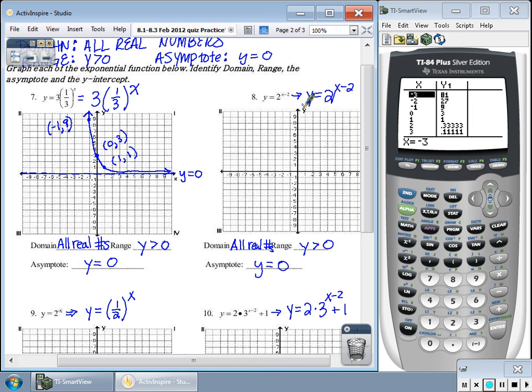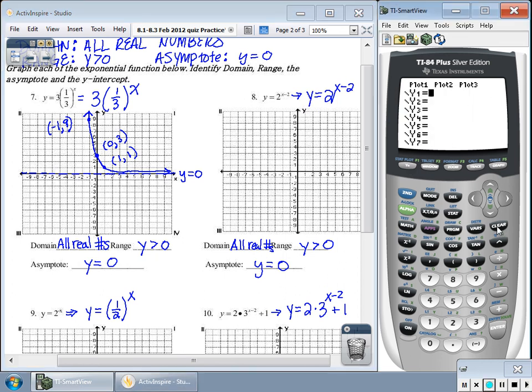All right, let's look at this one now. Y is equal to 2 to the x minus 2. Clear that? The way we're going to type this into our calculator, parentheses, x minus 2, close the parentheses. Okay, that is y equals 2 to the x minus 2. Go to your table. Plot some points.